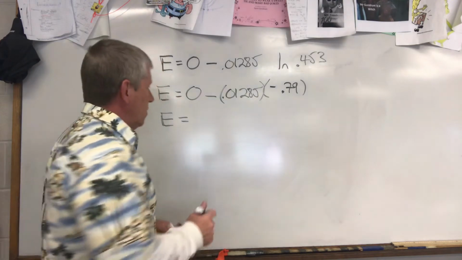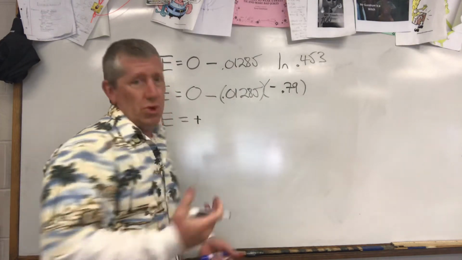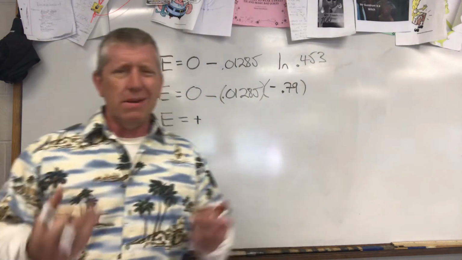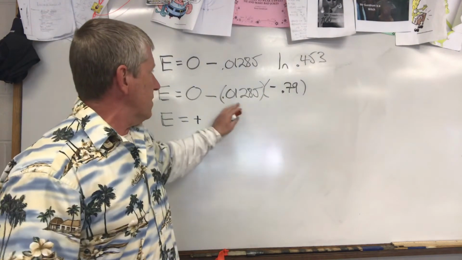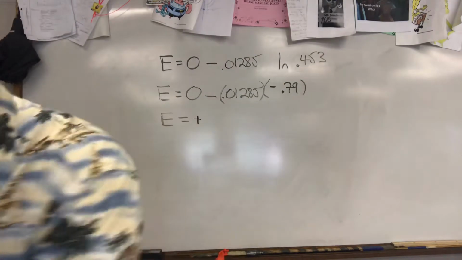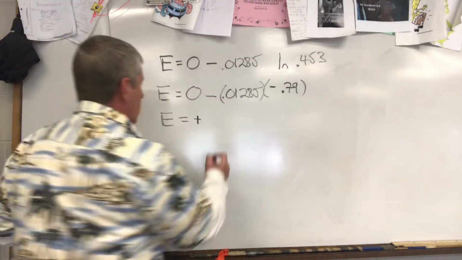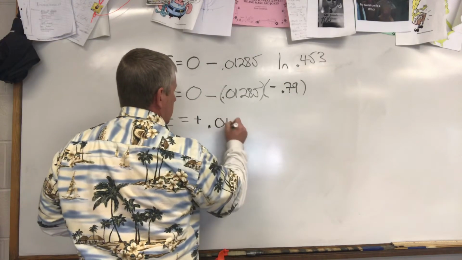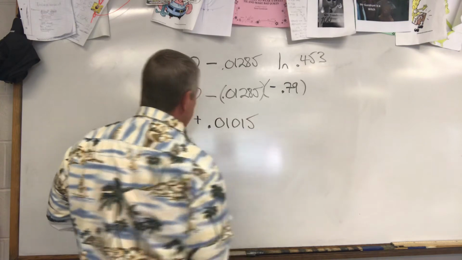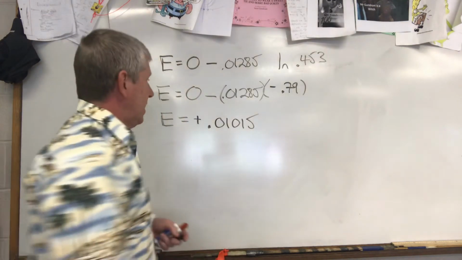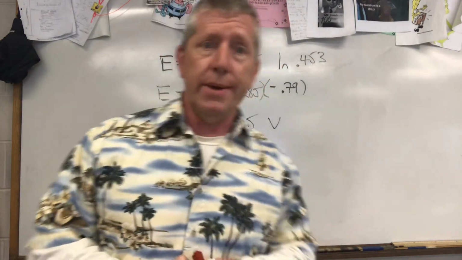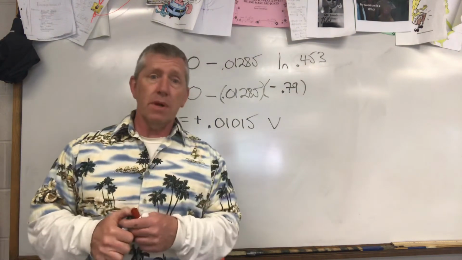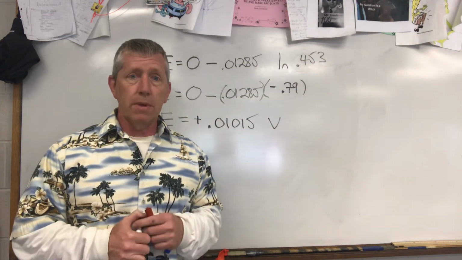Not a lot. There won't be a lot. They're weak solutions of the same metal, so it should not be a big number. If I do this out, negative and negative is positive, multiply those two, you should get 0.01015. 0.01 volts, essentially. Not exactly going to be powering your calculator or your cell phone, but it does work. It does produce a little bit of voltage.